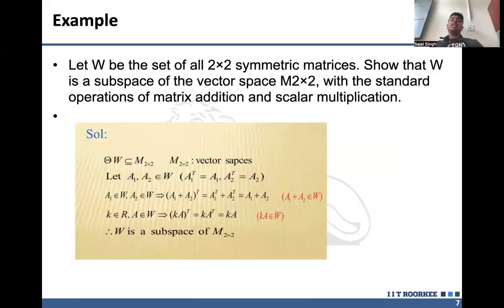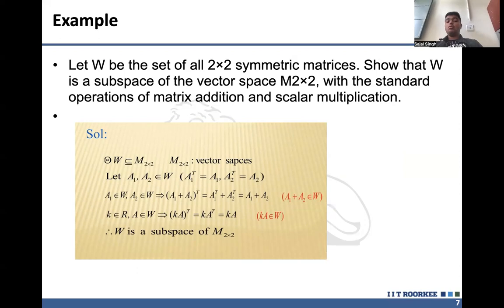For example, let W be the set of 2 by 2 symmetric matrices. We are showing that W is a subspace of the vector space M 2 by 2 with the standard operations of matrix addition and multiplication. Here we have taken W a subspace of M 2 by 2 matrices. So let us take A1 transpose equal to A1 and A2 transpose equal to A2. So here A1 belongs to W, A2 belongs to W.